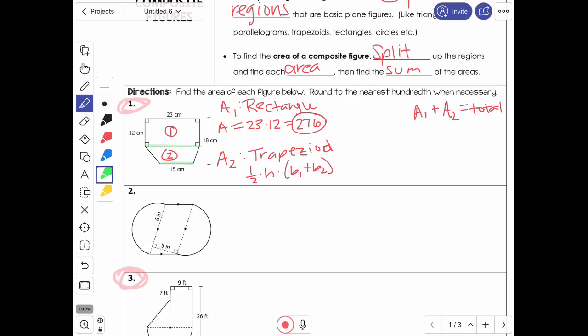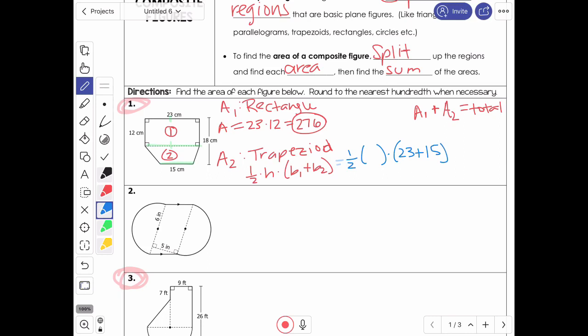One of my bases would be the opposite side from this rectangle, so one of my bases is 23. So I'm just going to write in for this formula 1/2. I don't know the height yet, so I'm going to leave that blank. Times, and then my base would be 23, and my other base is 15, so 23 plus 15. The only thing I have left to find is the height.